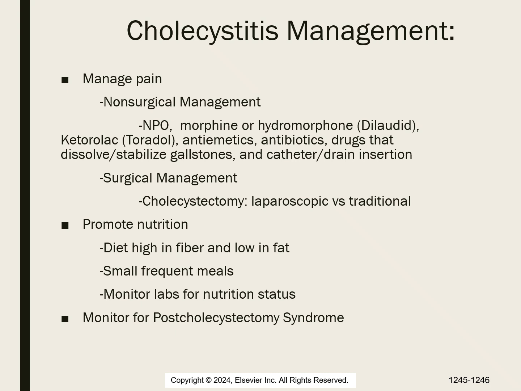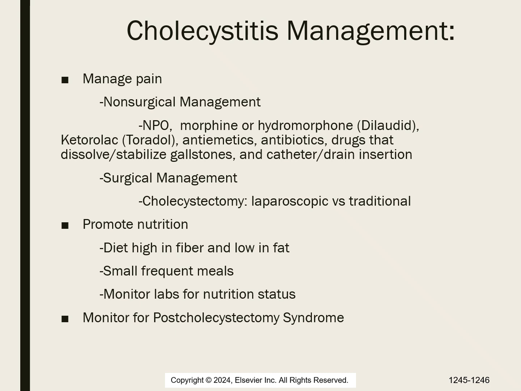We may also give the patient opioids for acute biliary pain, and these drugs may cause the sphincter of Oddi to spasm. We could give them Toradol. This is an NSAID used for mild to moderate pain in these patients. Antibiotics can also be given depending on the cause of the cholecystitis.